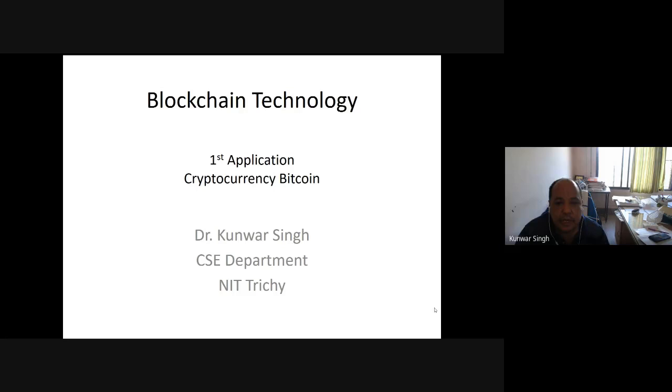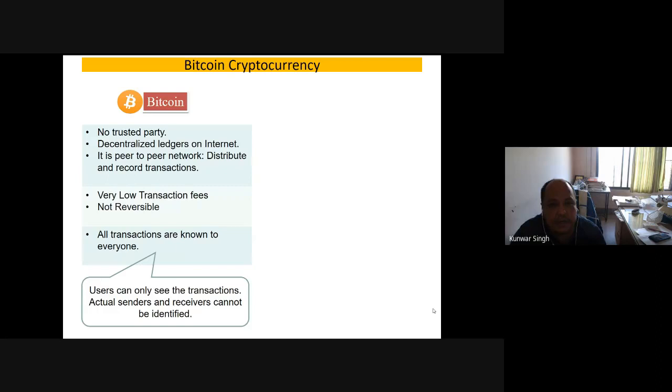Let's see what the properties of Bitcoin are, and how it is different from normal currency like the Indian rupee or dollar. First, in Bitcoin there is no trusted party. In the normal rupee, dollar or pound system, there is a trusted party, the government of that country. In this case there is no RBI, no government. So you can easily interact with any person and transfer Bitcoin.